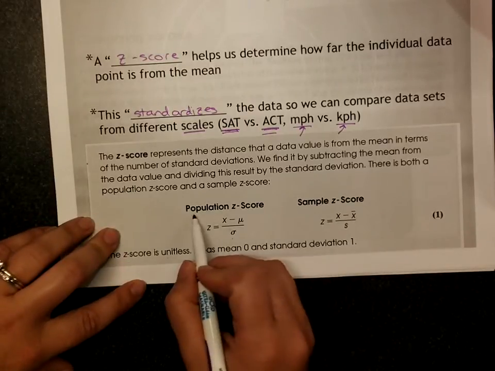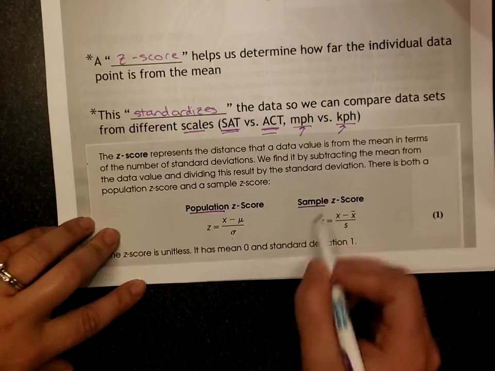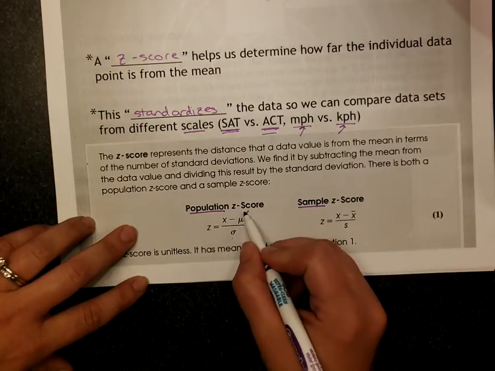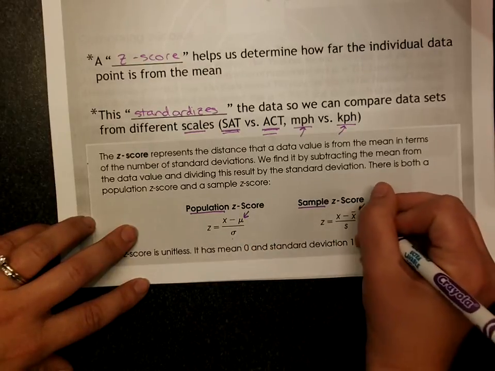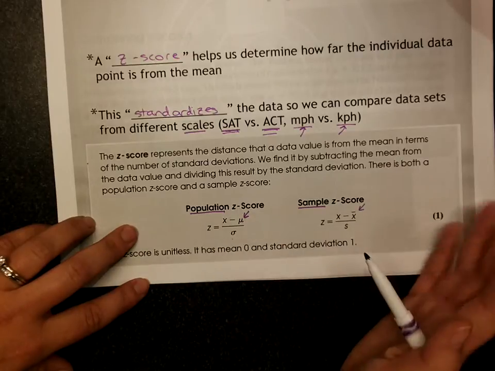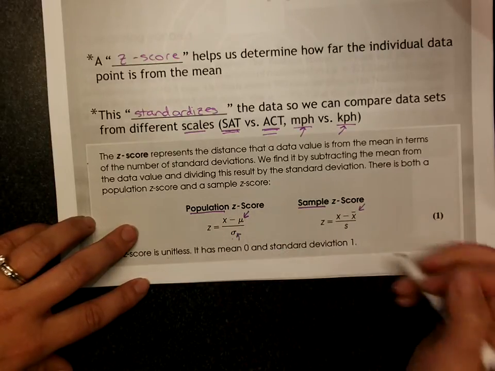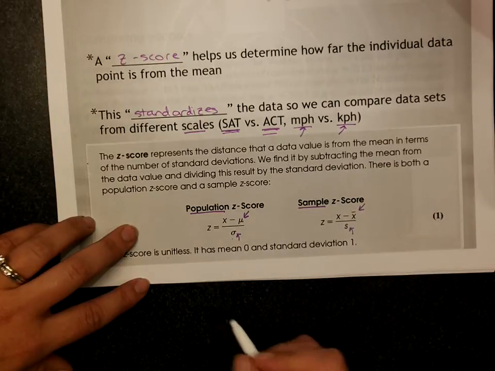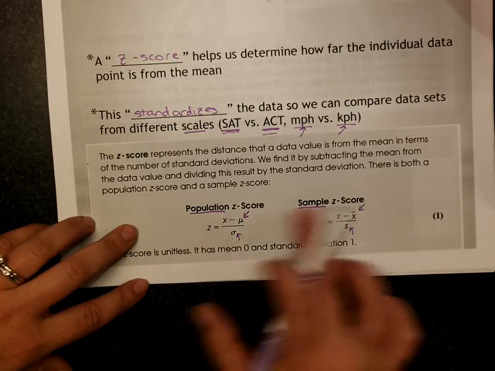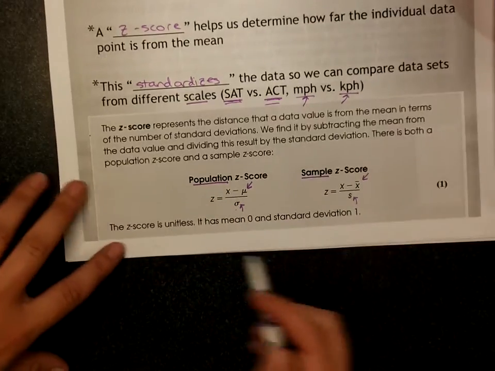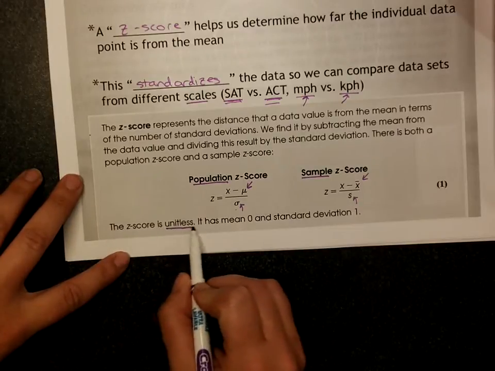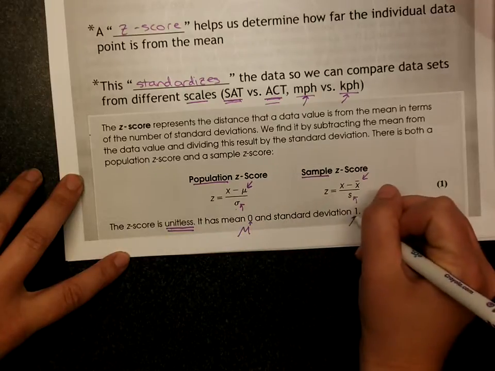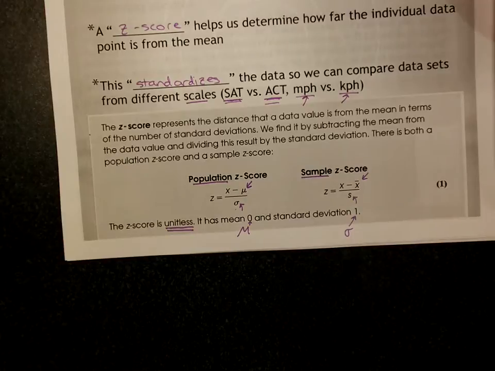And it gives you a formula for a population z-score and a sample z-score. These are actually the exact same calculation. They use mu for population, they use x bar for sample, but it's all the same. They use sigma for population, they use s for sample. So I don't want you to think of this as two different calculations. It is the same formula, whether you have a population or a sample. And there's a bottom note that says the z-score is unitless, no units involved. It has a mean of 0 and a standard deviation of 1. I'll try to explain that as we go.